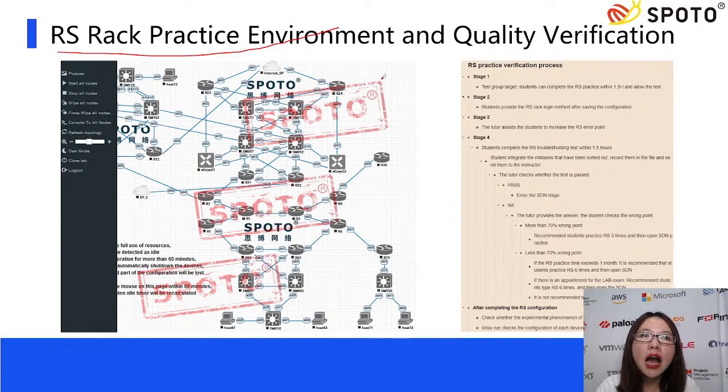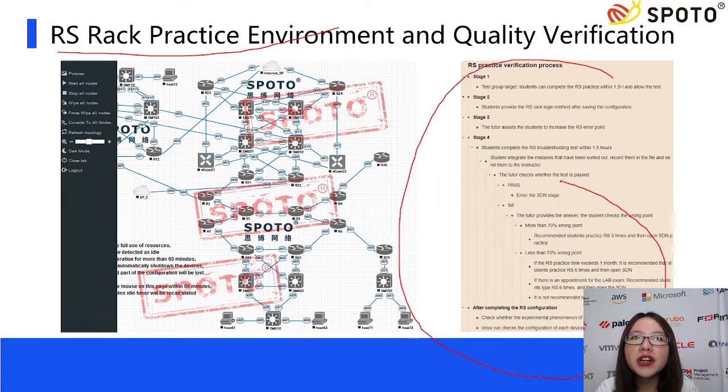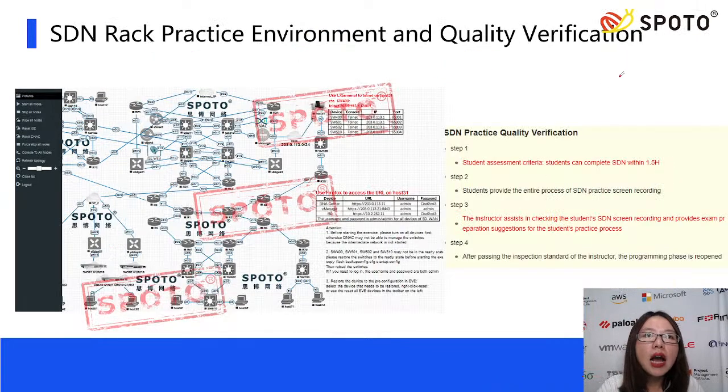What you see is our routing and switching practice environment. Everyone will get a unique routing and switching rack practice permission. When you complete routing and switching practice, we will help verify your overall practice quality, and I will tell you where there are deficiencies to improve. And this is our SDN rack practice interface.